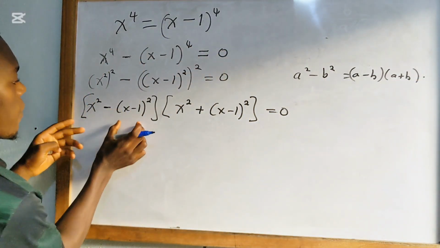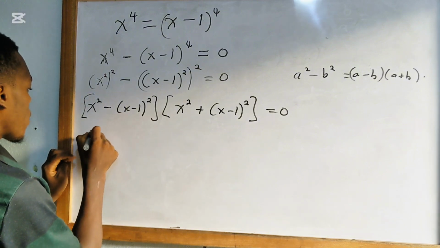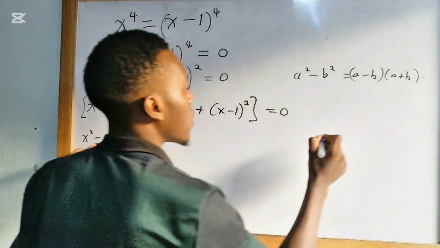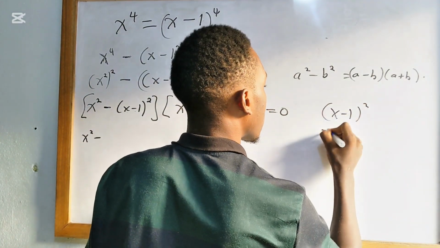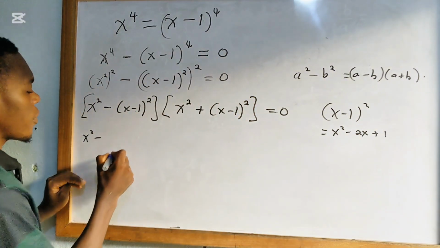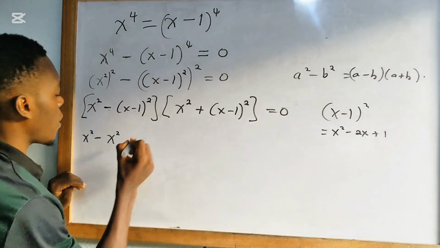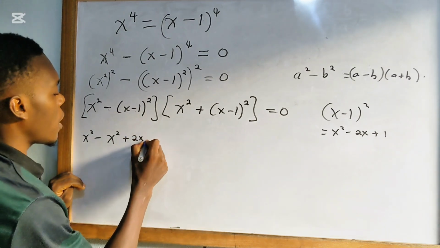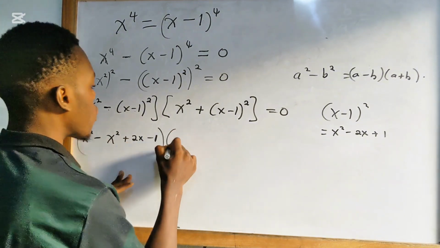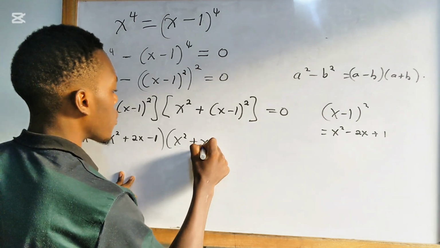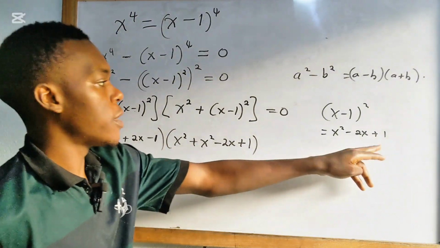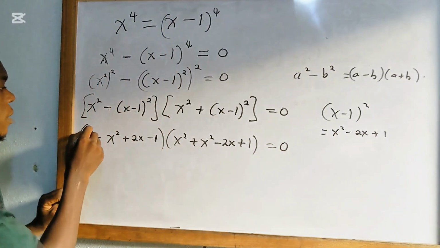Hence, from this point, we can further simplify. We are going to have x square minus 1 all squared, that will be x square minus 2x plus 1. Applying here, with the negative we are going to have plus 2x minus 1, that is x square plus 2x minus 1 at this point. And here also we are going to have x square plus x square minus 2x plus 1, which is equal to 0. Hope you are seeing what is happening. Automatically, this and this will cancel.